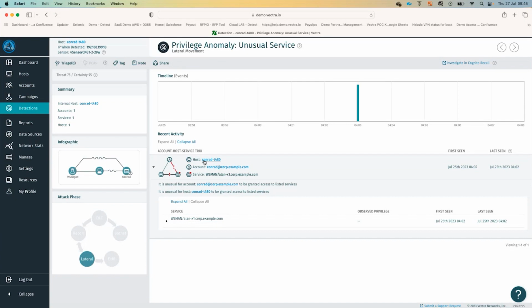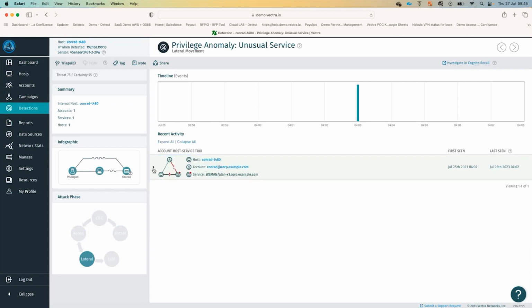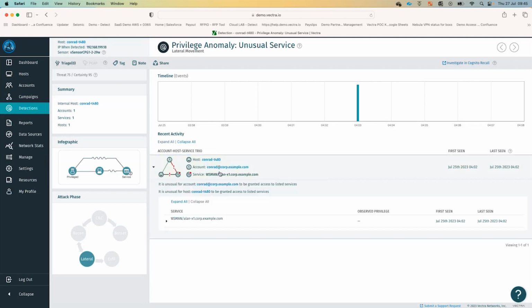What we've figured here is that there is a host Conrad and an account Conrad being used together. That's normal, quite often paired. However, they're accessing a service, which is a high privilege service, but it's not a service we have seen being accessed in this way before.